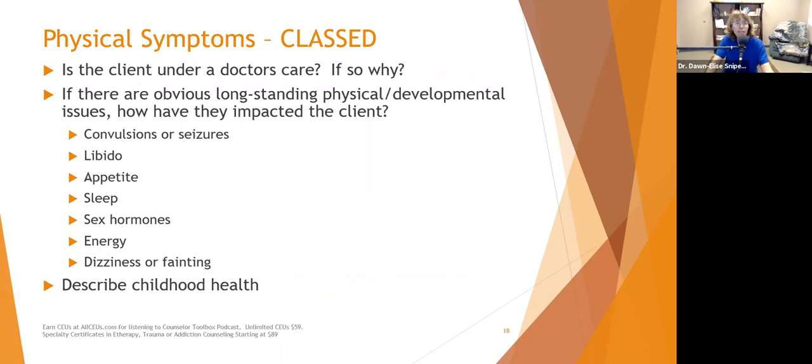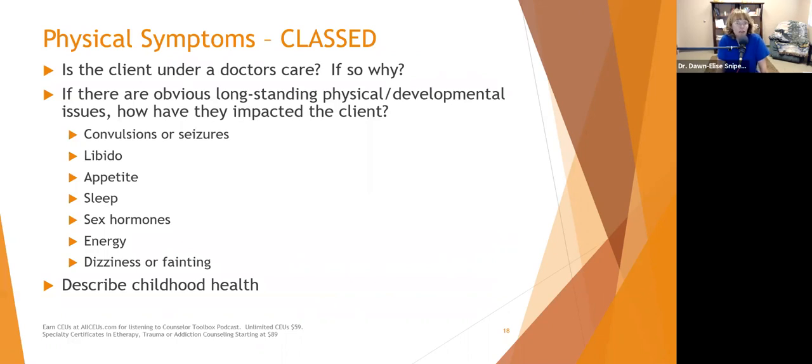Ask them about their libido. Has their sex drive changed? What about their appetite and their sleep? See how this keeps coming up? Their sex hormones. And I just put sex hormones generally because I was trying to make my mnemonic here. But with sex hormones, we're looking at premenstrual dysphoric disorder, and we're also looking at low testosterone. You will see symptoms of depression with both low T and PMDD.